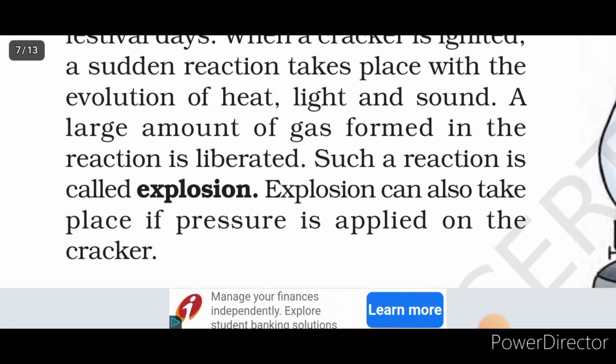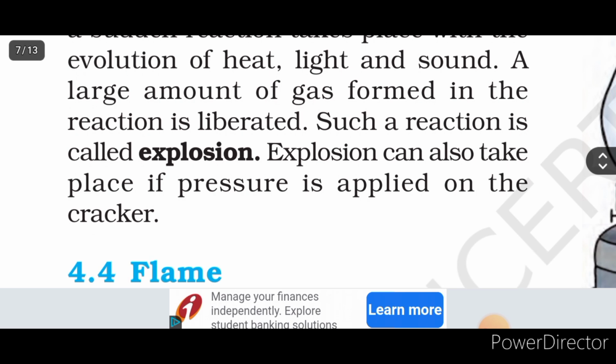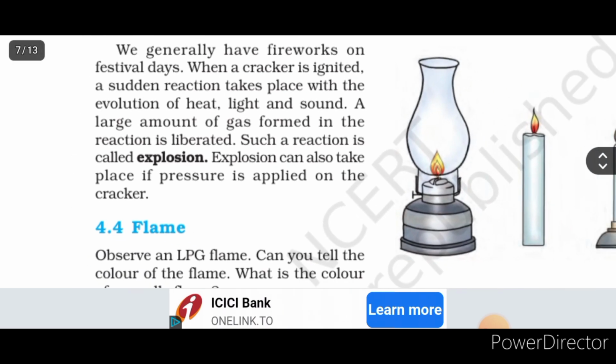Explosion. A large amount of gas formed in the reaction is liberated. Such a reaction is called explosion. Explosion can also take place if pressure is applied on the cracker.